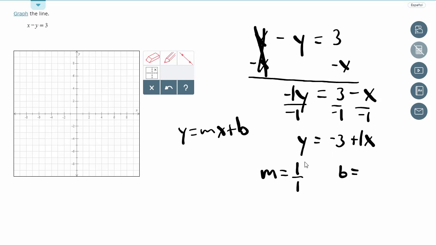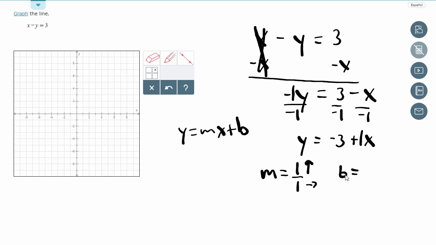The next thing I do once I have my slope in the fraction form is identify the two movements. Don't forget that the top number represents an up movement or a down movement depending on the value. Since this is a positive 1, that's telling me to move up. The bottom number represents a left or right movement. And since this is a positive 1, that's telling me to move to the right.